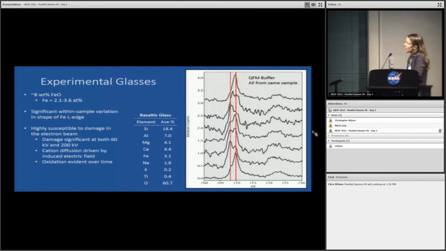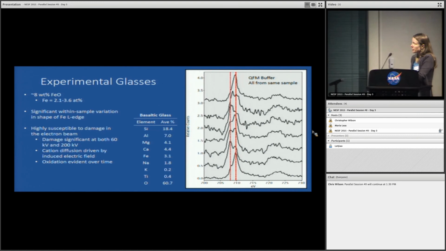The experimental glasses that I have looked at, I've focused on the basalt because they're highest in iron, although in an atomic sense, they're still not a lot of iron, and so these become very noisy spectra. But perhaps, I don't know if this is all that unexpected or not, on the scale of a few hundred nanometers, these are actually pretty heterogeneous, in oxidation state at least.